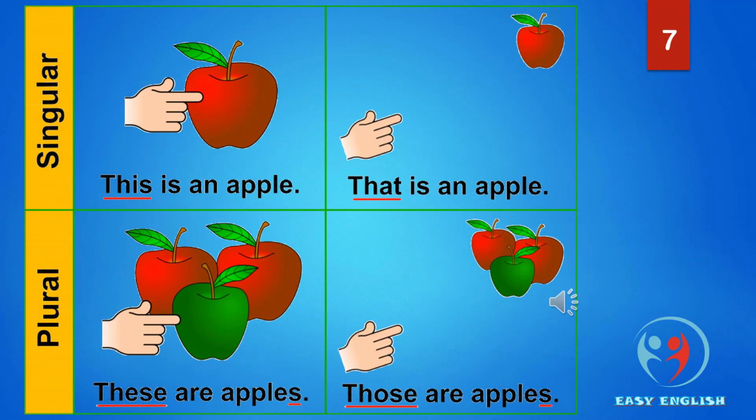Singular. This is an apple. That is an apple. Plural. These are apples. Those are apples.